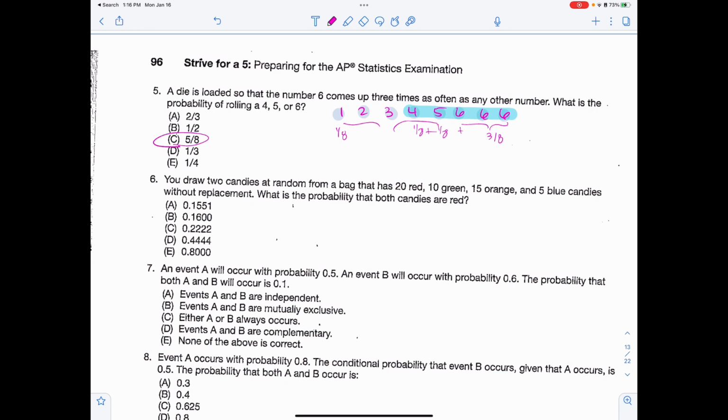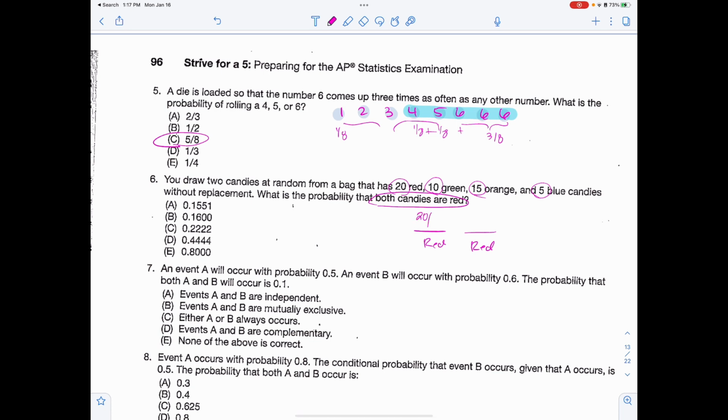You draw 2 candies at random from a bag that has 20 red, 10 green, 15 orange, and 5 blue without replacement. So you're taking them and not putting them back. What's the probability that both are red? So I want red, red. So the first thing I have to see, I have 20 plus 10 is 30, plus another 20 is 50. So I have 50 total candies.